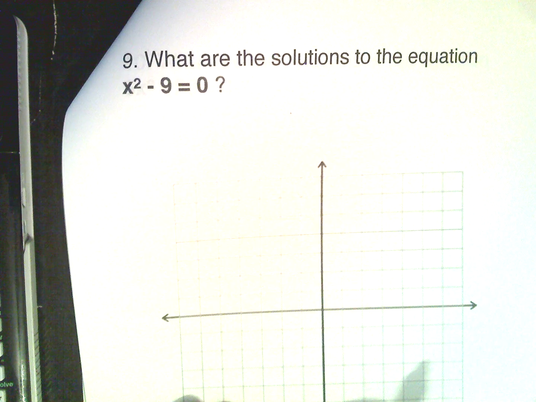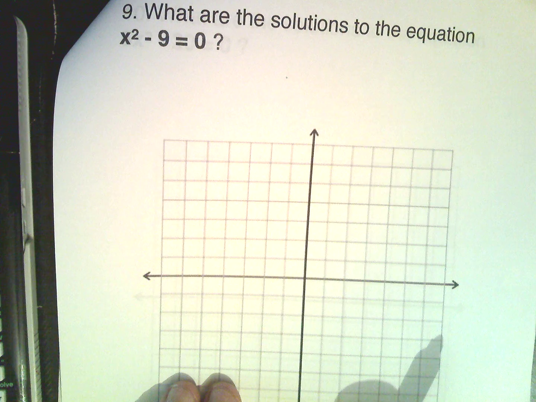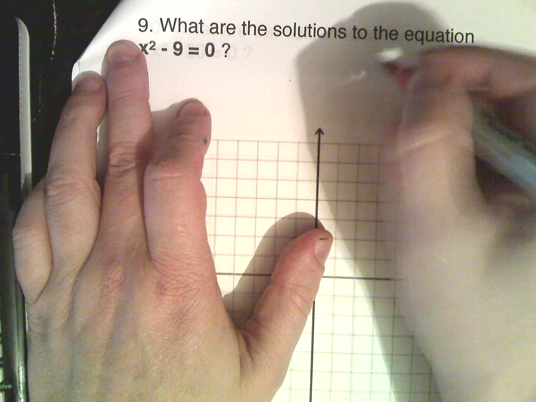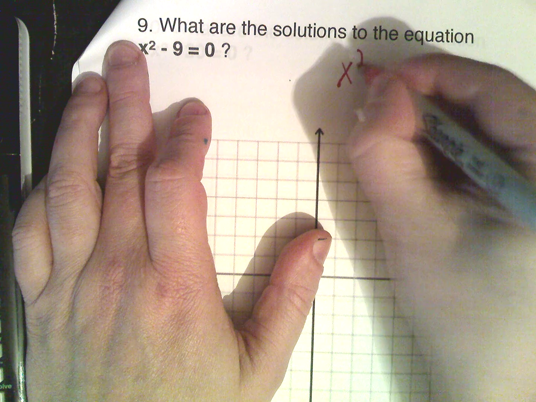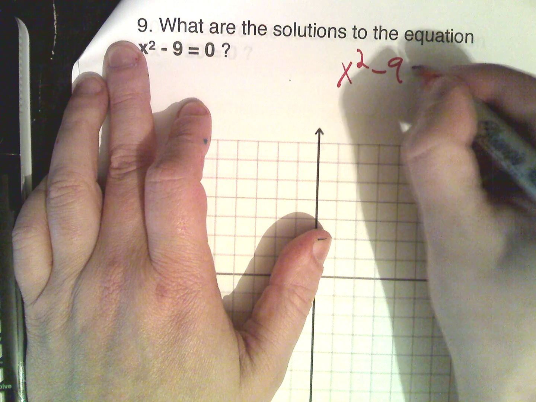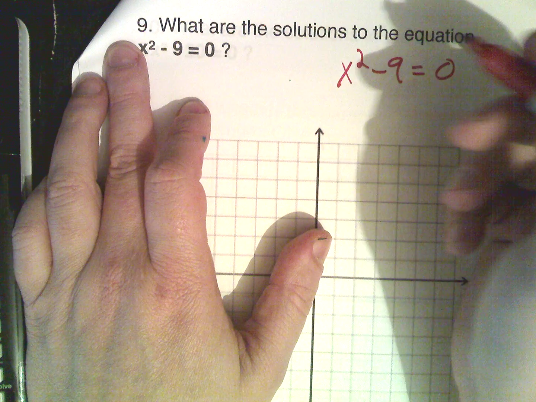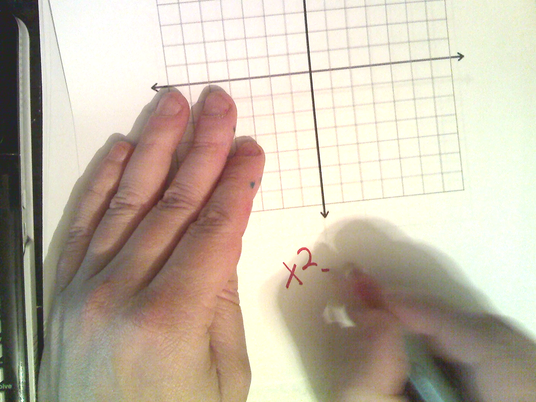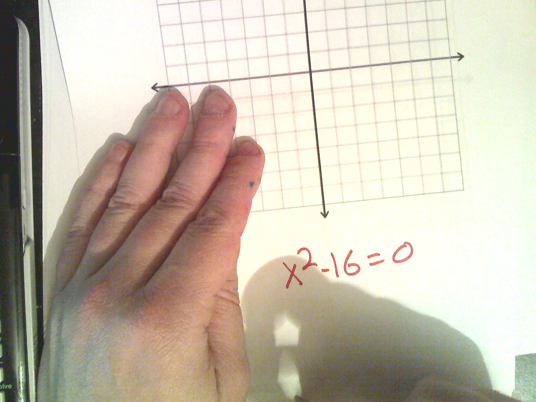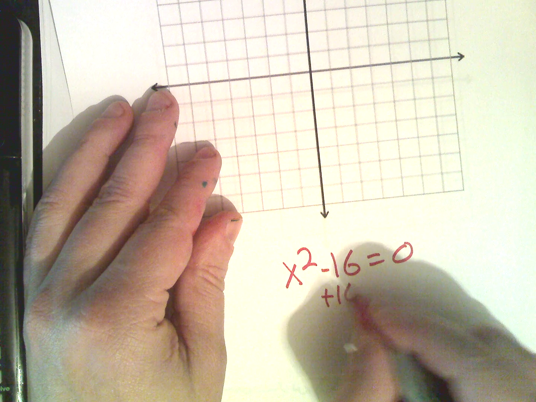Okay, we're almost done here. Okay, so again, what are the solutions to x squared minus 9? There's a way to do it graphically, mathematically. I could take x squared minus 9 equals 0, and I could solve. Let me do an example on the bottom here. Let's do x squared minus 16 equals 0. I would just do it like this.